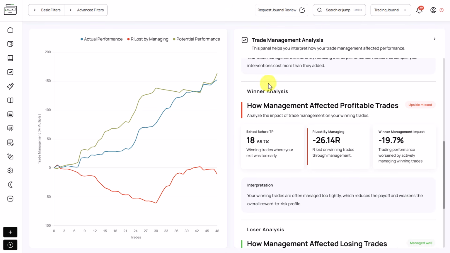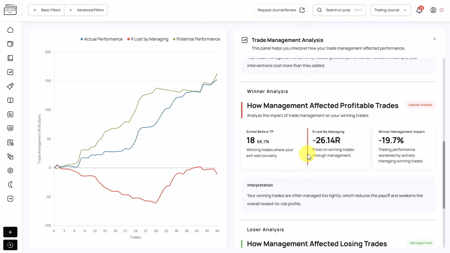So here is the section where we only analyze the winning trades. And you can see here the label already says upside missed. So what we can see here is that only on the winners, he is losing 26 R. And this is a massive number. And what this usually means is that the trader is closing his winning trades ahead of the take profit.